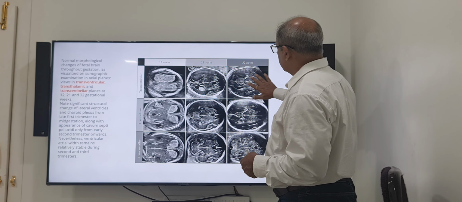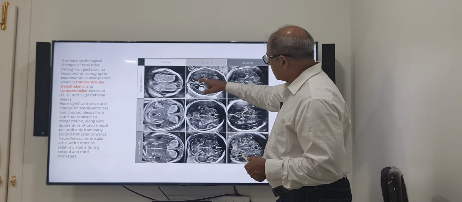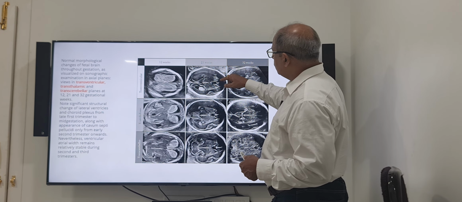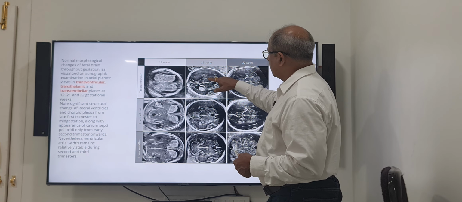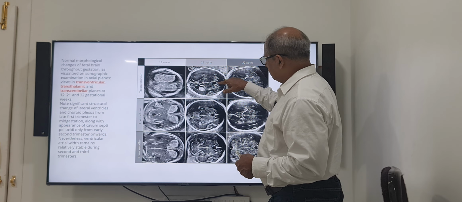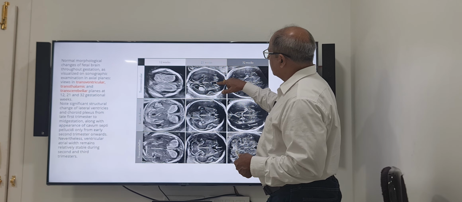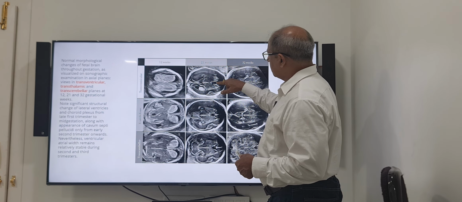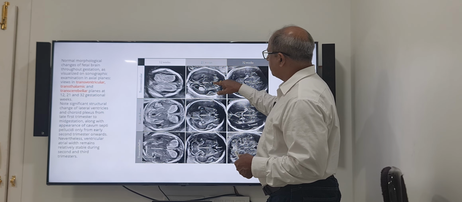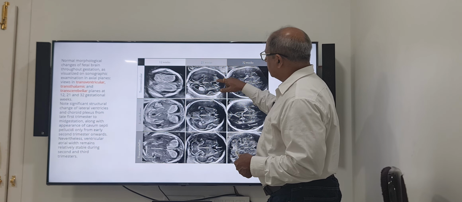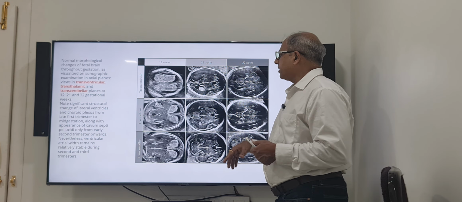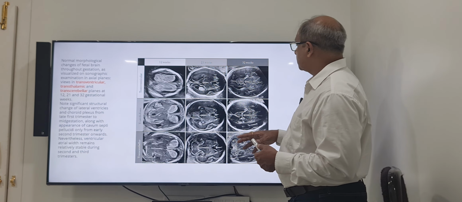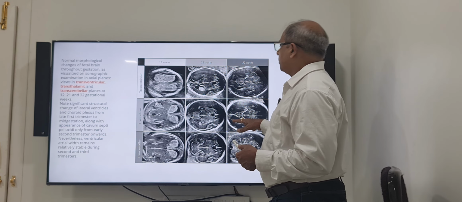transventricular area. But this is very, very important in what we do in screening examination. That means if there is a cavum septum pellucidum, that is CSP, thalamus, that means there will be corpus callosum. If there is corpus callosum and cavum septum pellucidum, that means the prosencephalon has been divided into two. So chances of having gross prosencephaly, the holoprosencephaly, will be out.